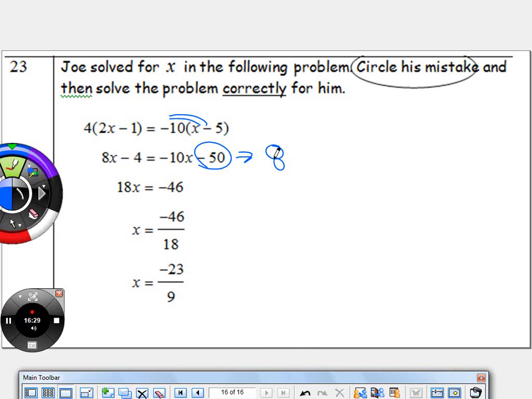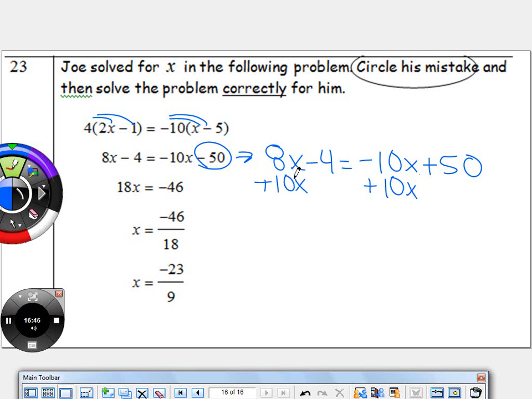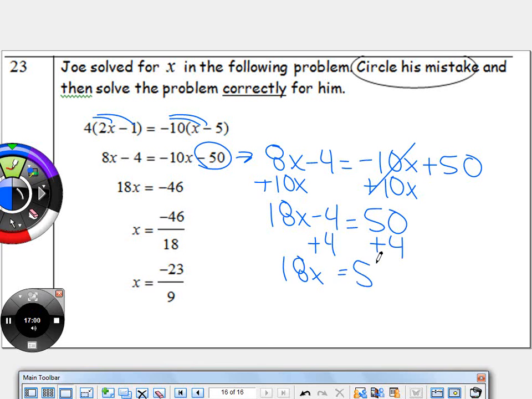So the left side was good. He distributed just fine right there. So 8x minus 4 equals negative 10x, and that should have been plus 50. And then now we proceed. So we're going to add 10x, get our x's together, and that's going to cancel out. So that'll be 18x minus 4 equals 50. And then add 4, so that's 18x equals 54. And then divide by 18, so that means that x equals 3.